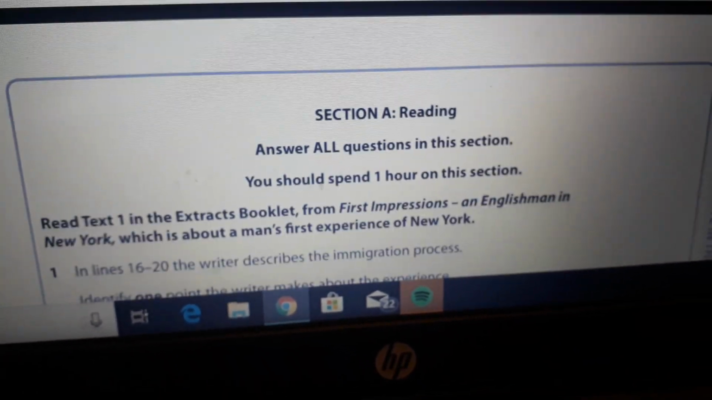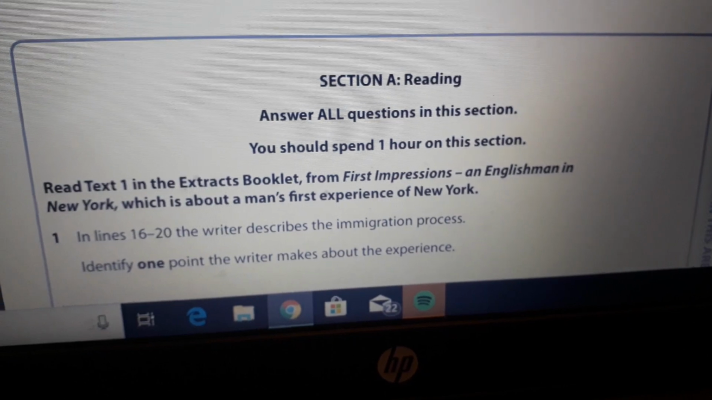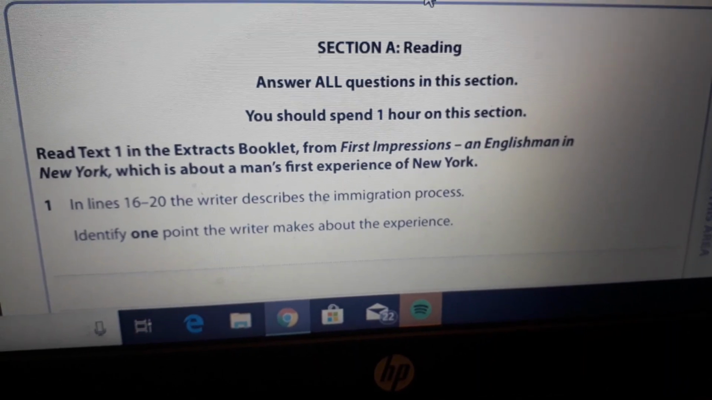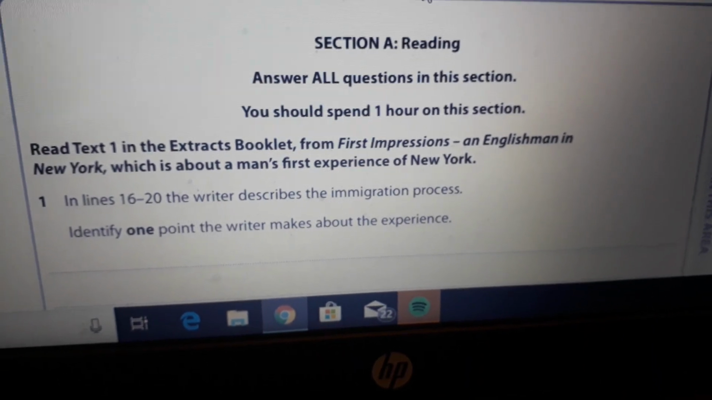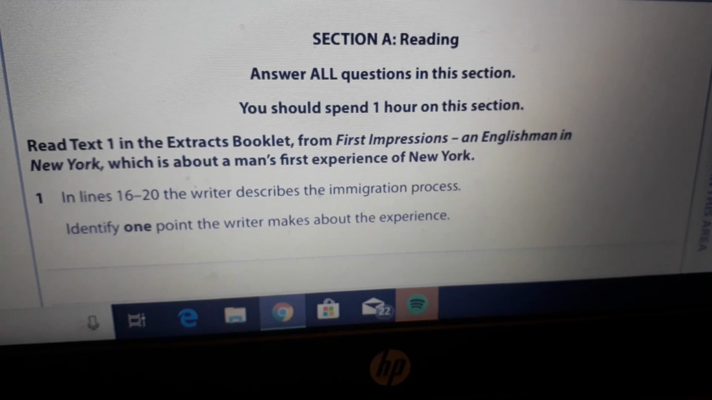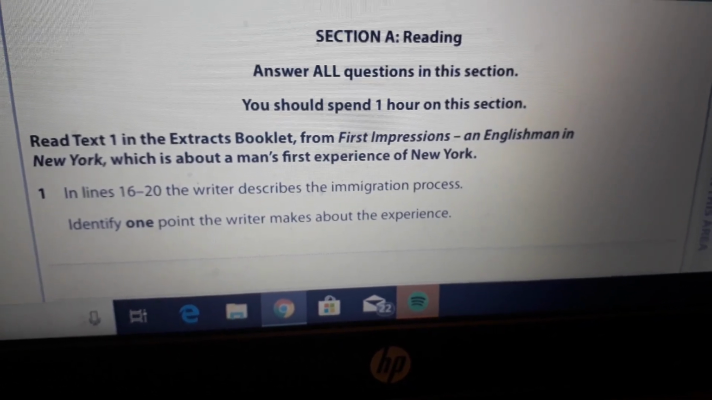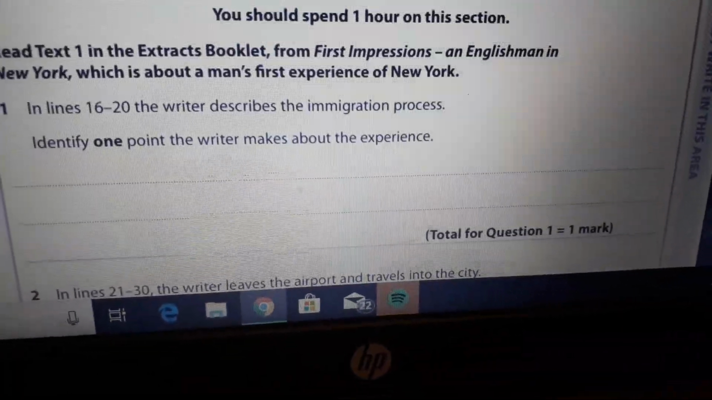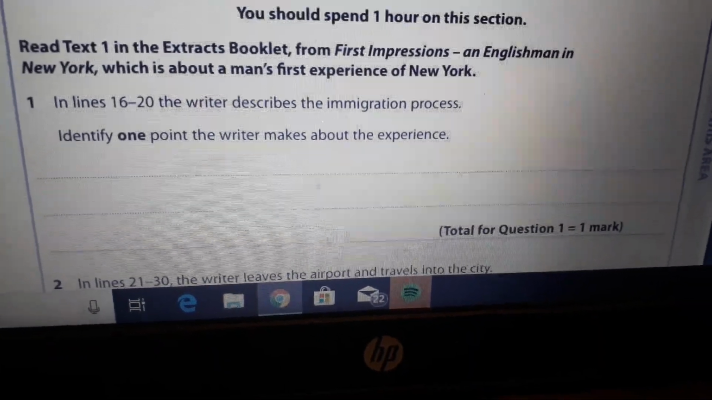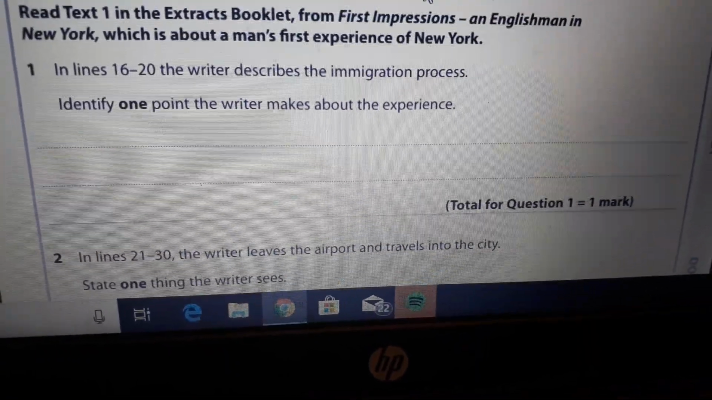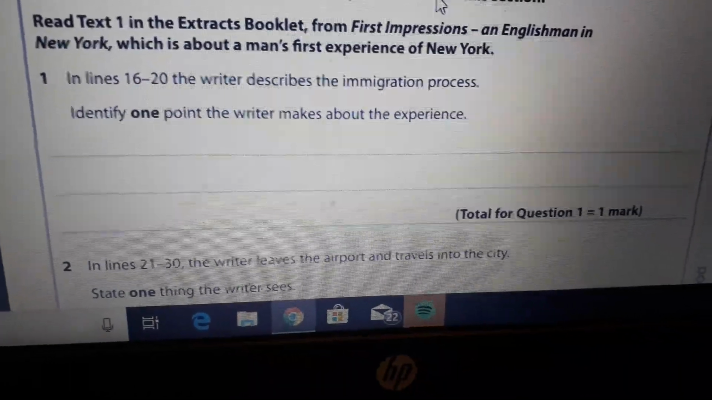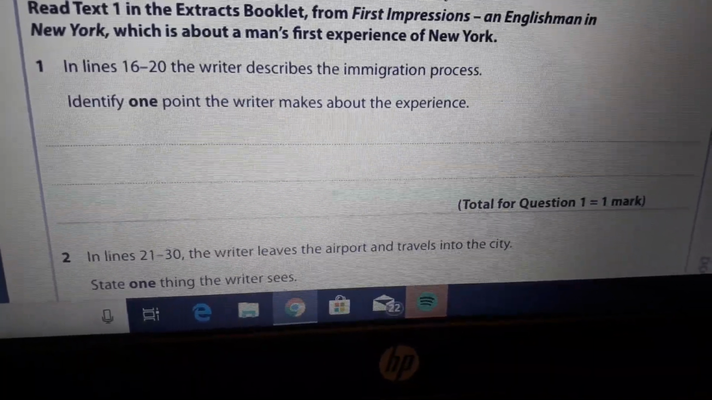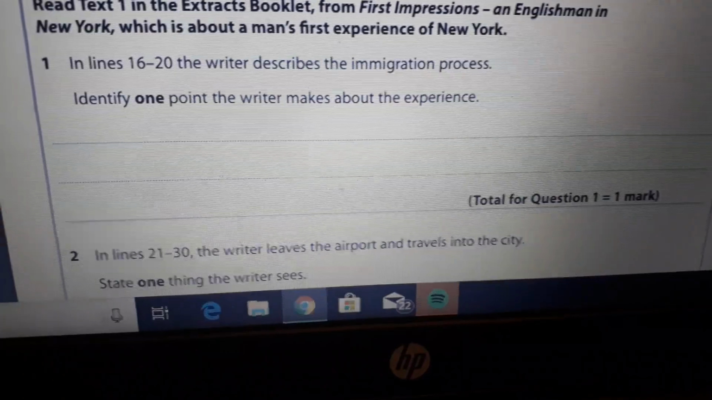Let's move down. Section A, reading. Answer all questions in this section. You should spend 1 hour in this section. Read text 1 in the extracts booklet, from First Impressions, An Englishman in New York, which is about a man's first experience of New York. As you see, the first question has only 1 mark and there is a clear line reference. This is something new in the new paper. The short questions here refer to lines. You have to go to those specific lines and then answer the question.